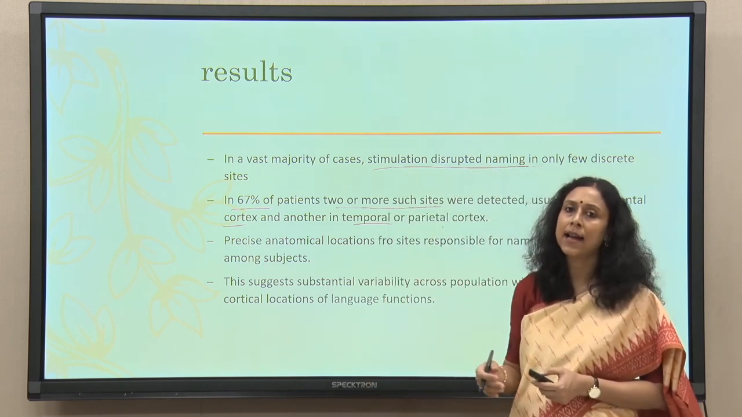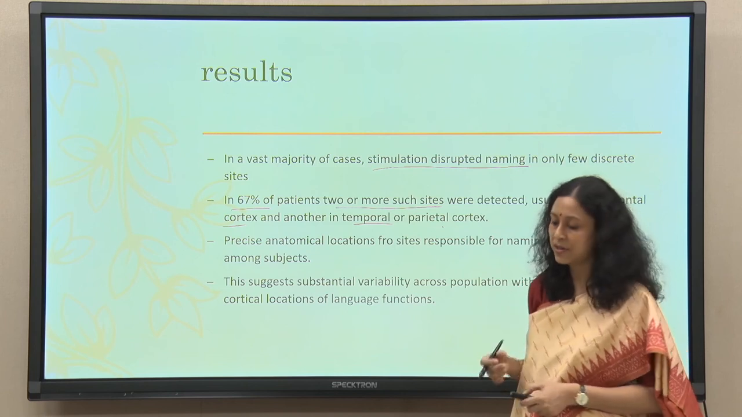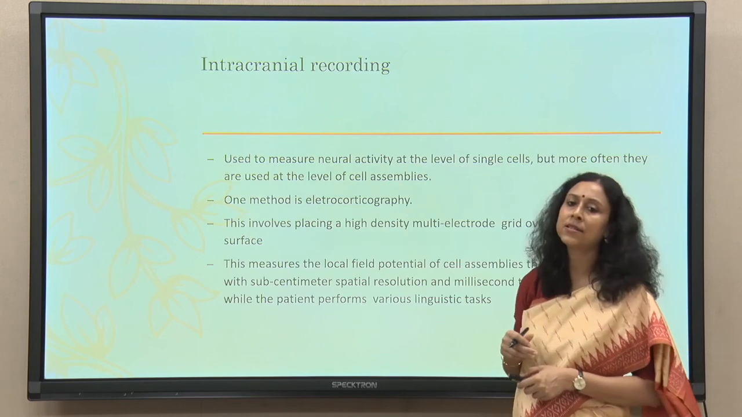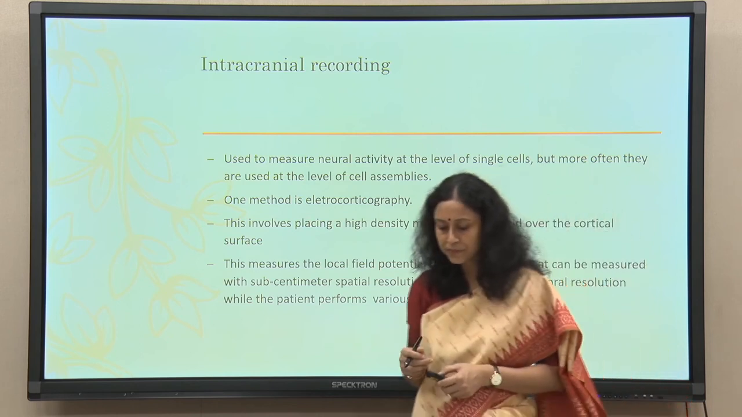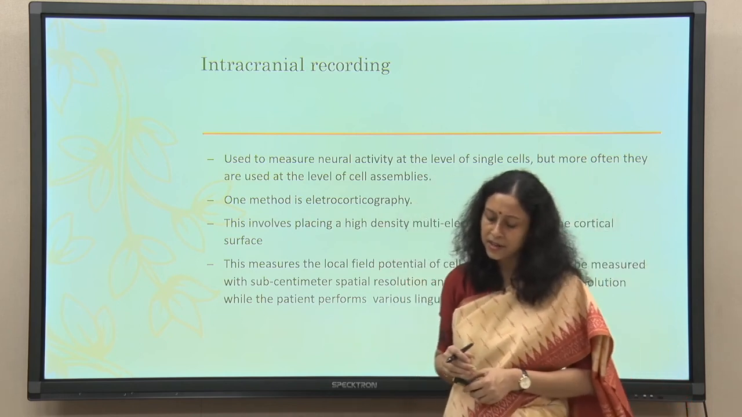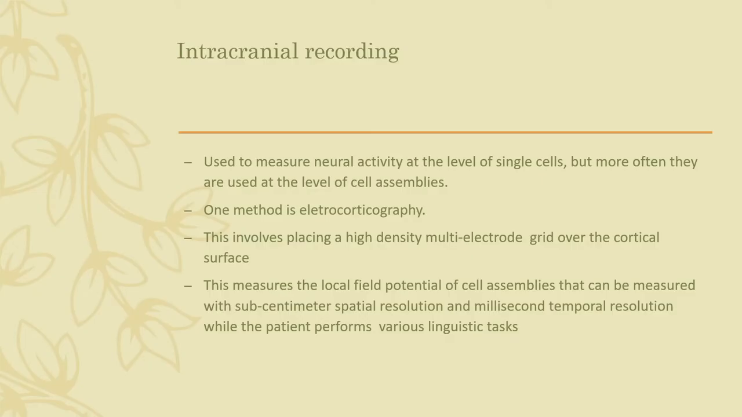Not every person had the exact same location for the exact same function. So, this was one of the earliest findings of direct cortical stimulation. Then there is intracranial recording. This is used to measure neural activity at the level of single cell, which is even more precise, but more often they are used at the level of cell assemblies.